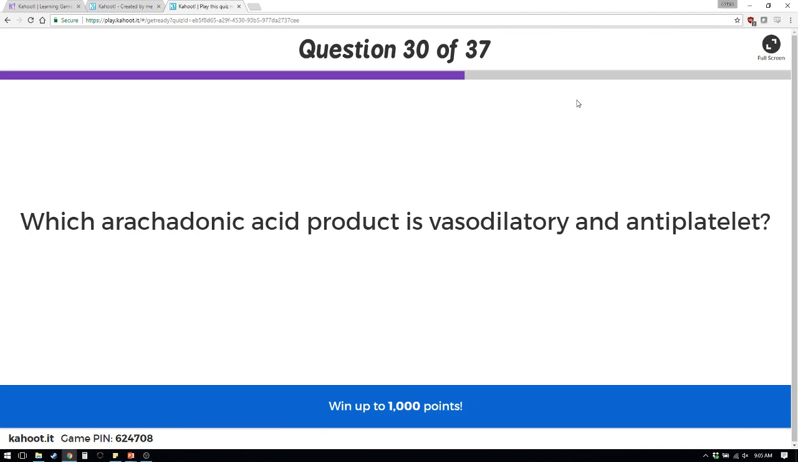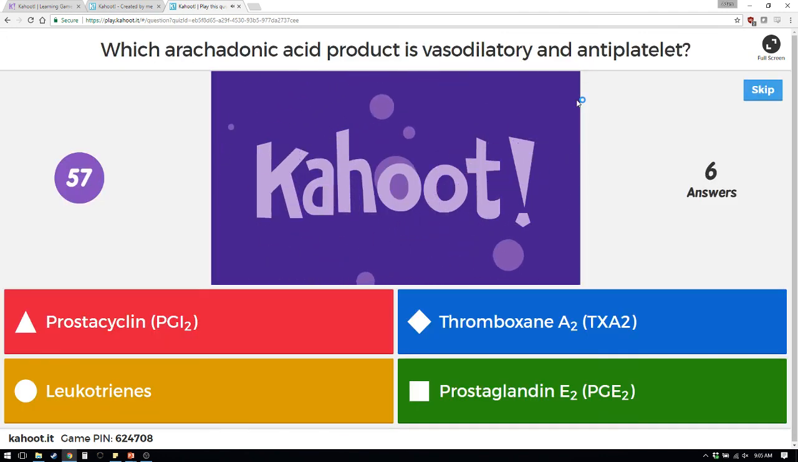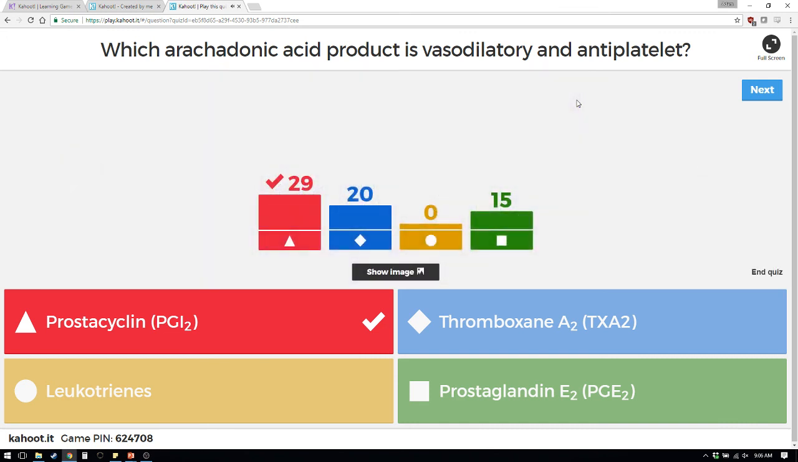Which arachidonic acid product is vasodilatory and antiplatelet? I think I gave this one away already. Prostacyclin, PGI2. What does thromboxane A2 do? Vasoconstricts, right? It's going to be more pro-platelet, if anything.